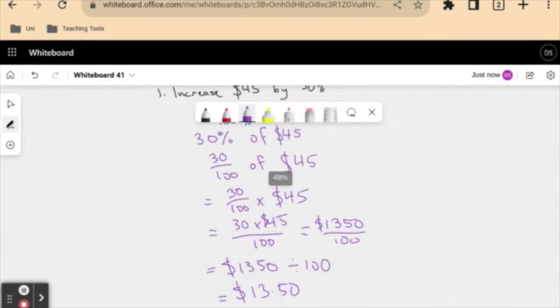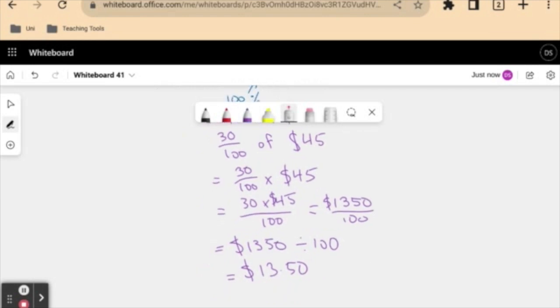And that kind of checks out, right? Because 30% is less than half, or maybe a bit less than a third of our 45. And this number makes sense. It's within that ballpark. So we can say that this is our correct answer.